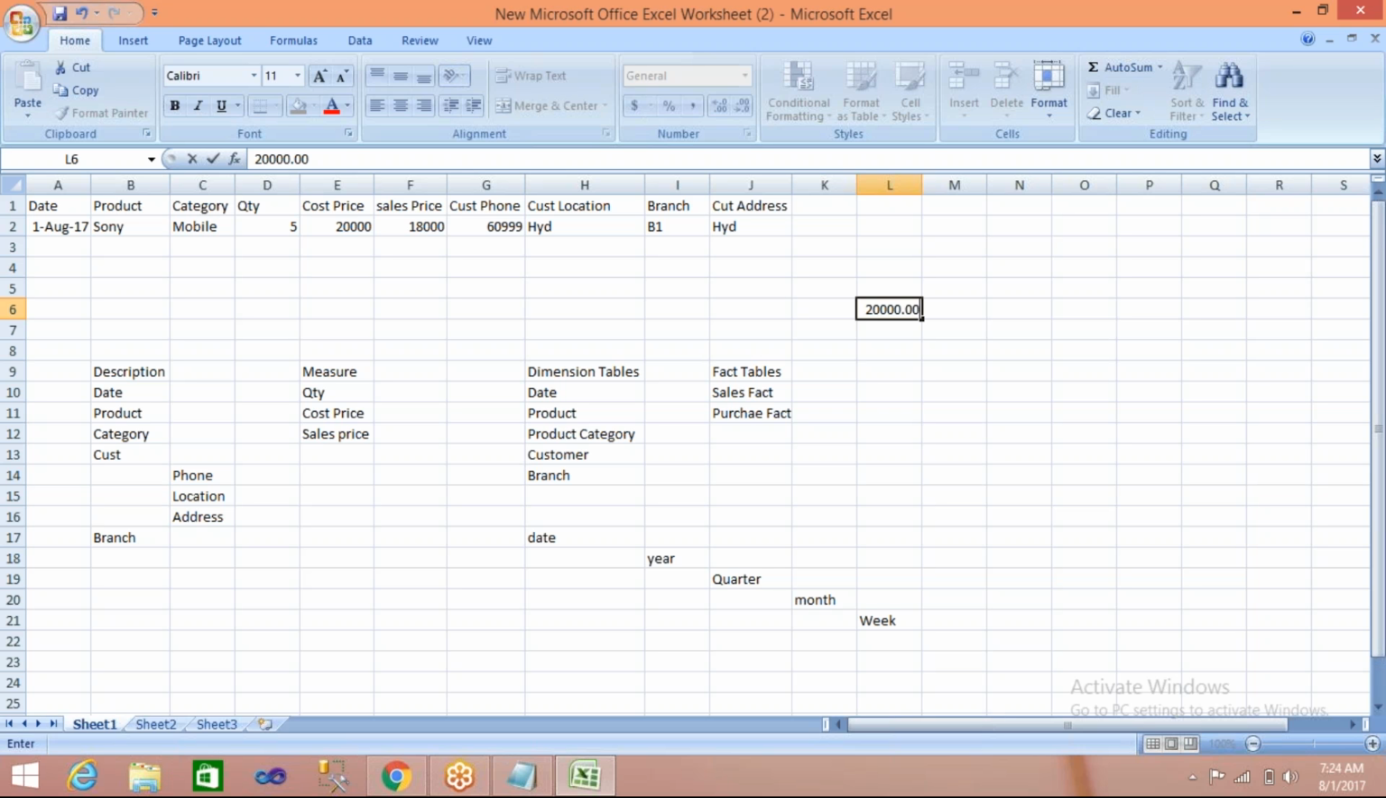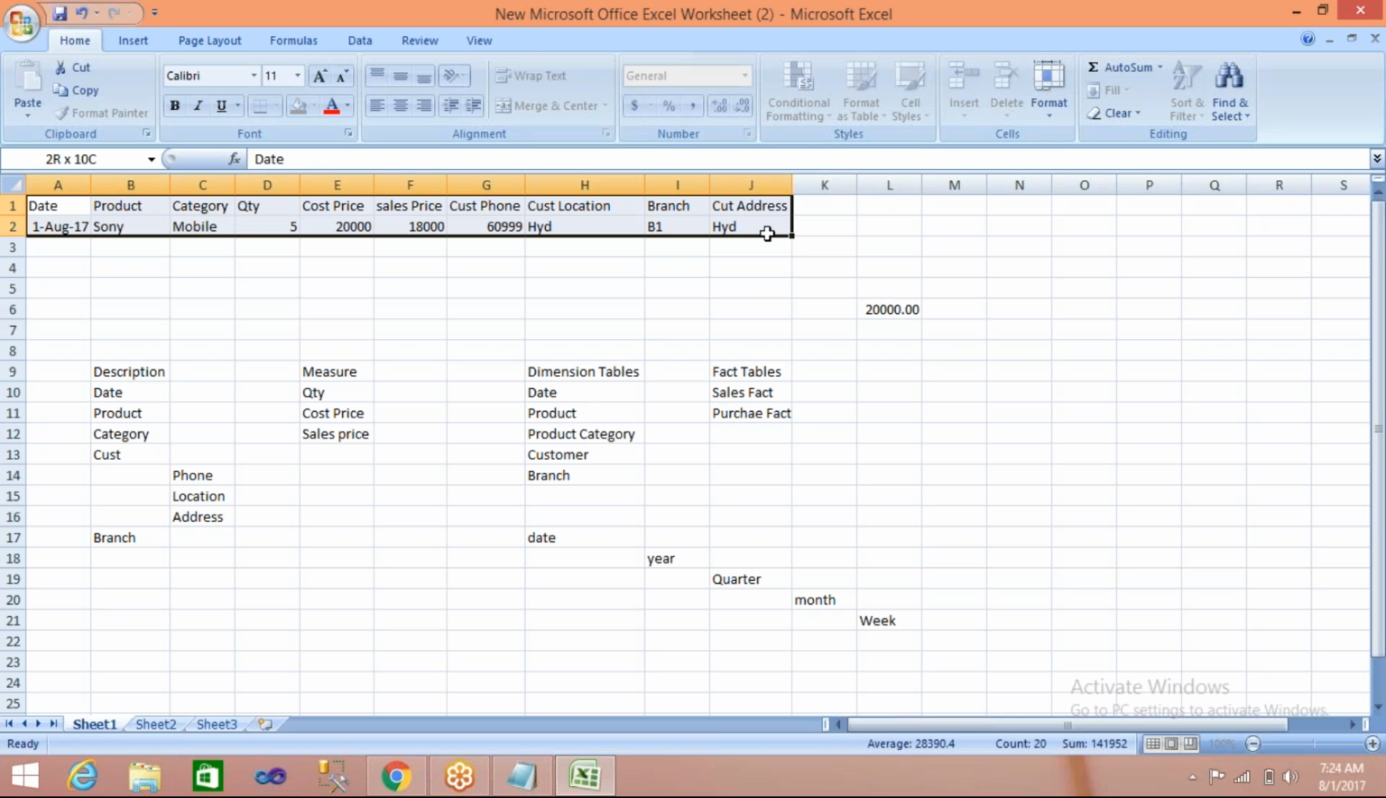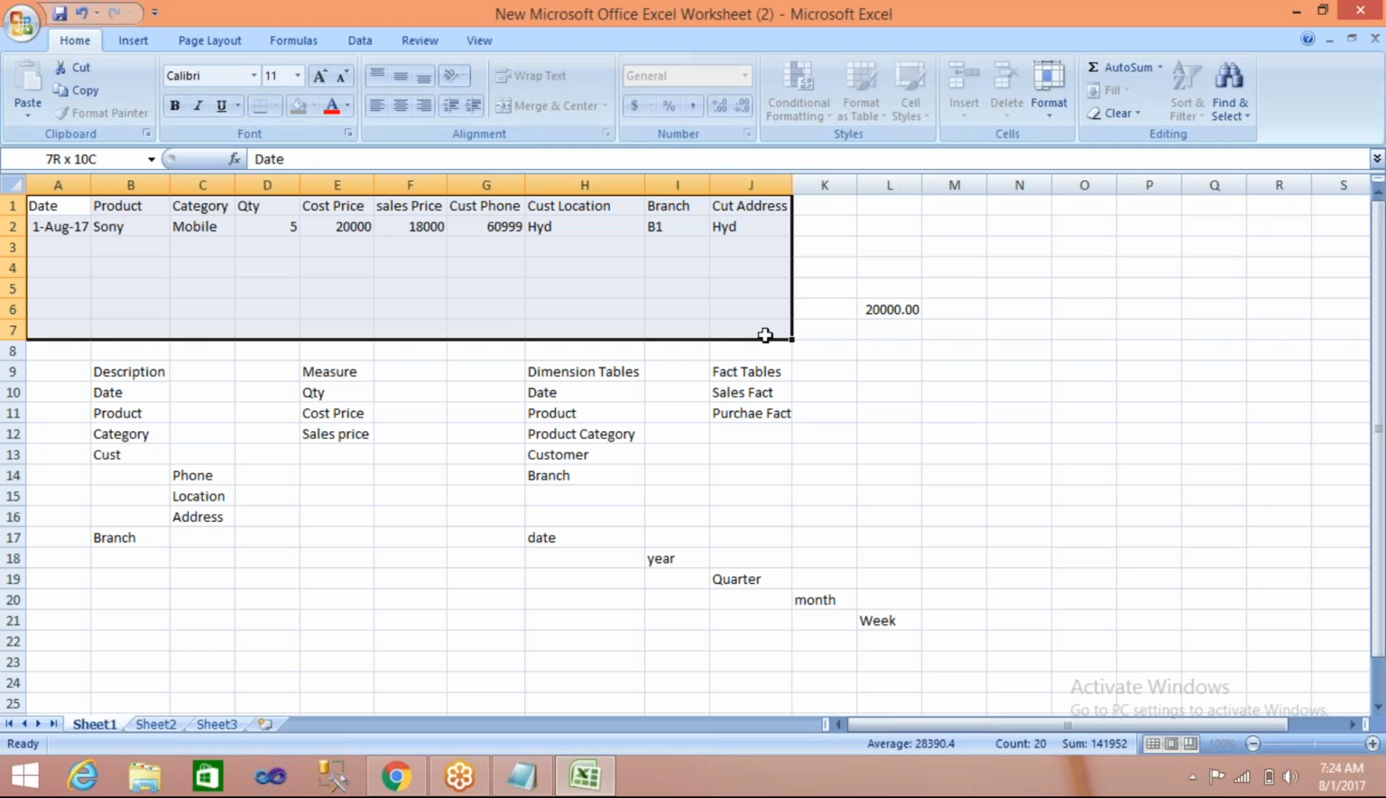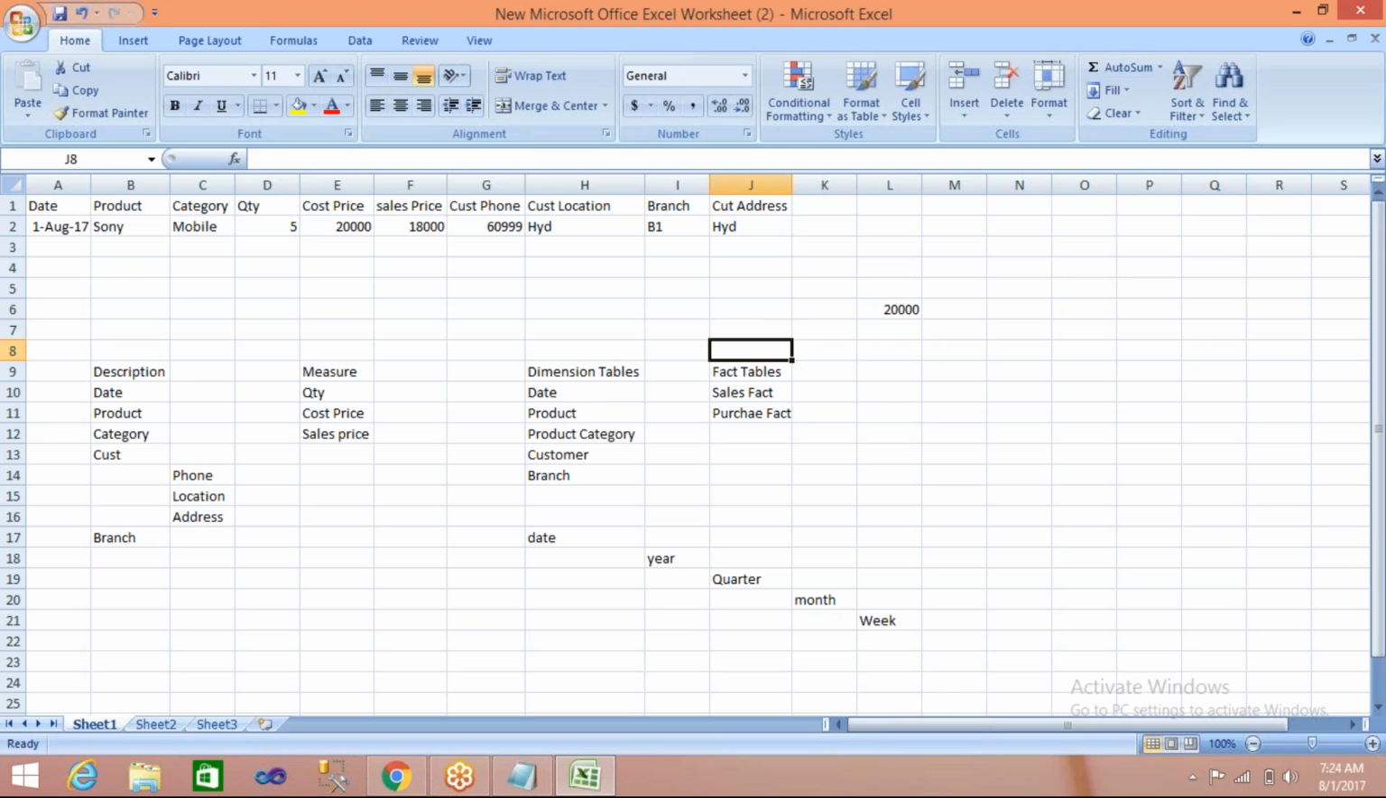So, building the fact table or building the dimension table. For now, we are splitting the one transaction. This is what the transaction is. Likewise, we will get many more entries on a particular day.